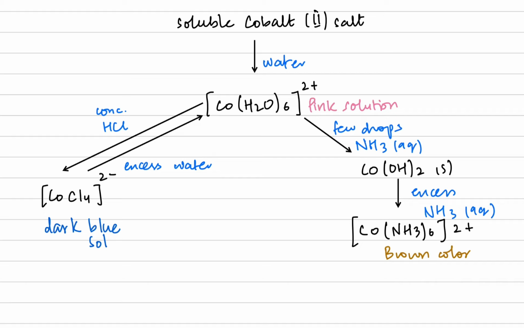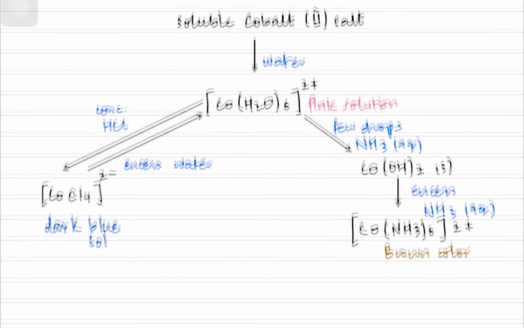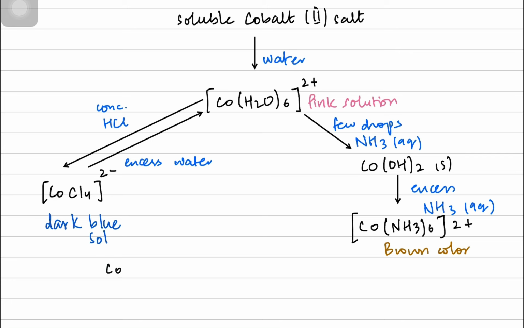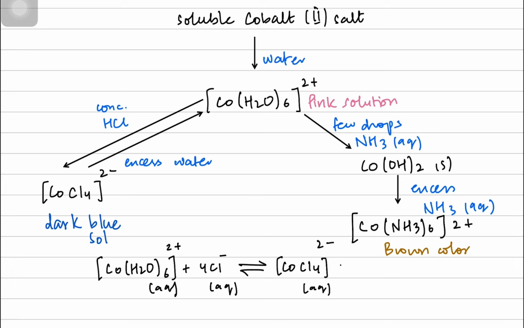And if you add excess water to the chloride complex, you return to the water as the ligand complex, which means it's a reversible reaction. So if you write the equation, if the cobalt hexaaqua complex is there and you add concentrated HCl, through a reversible reaction you get the tetrachlorocobalt complex, which has the dark blue color, and the water as the ligand has been replaced. The chloride ligand here replaces the water ligand, and that is why we call it a ligand exchange reaction.